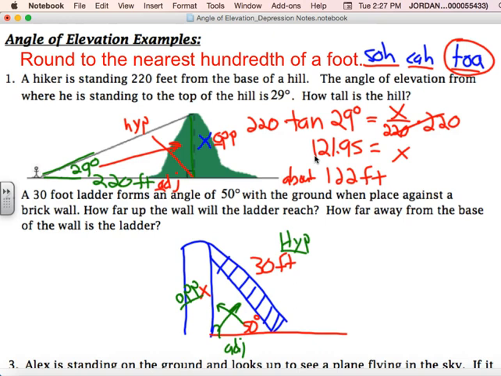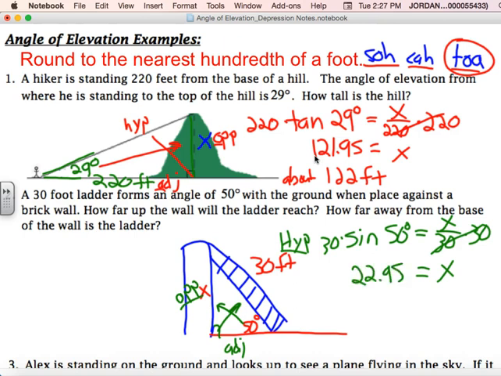Yep, that's sine. So we're going to do the sine of the angle, 50 degrees, equals the opposite X over the hypotenuse 30. And just like the last one, the X is on the bottom. So we're going to multiply by 30 to cancel. And then when we do 30 times the sine of 50, we should get 22.98. Okay, and again, if you want to round it, that's fine, 23 feet. It's about how high up the wall we need to put the ladder.